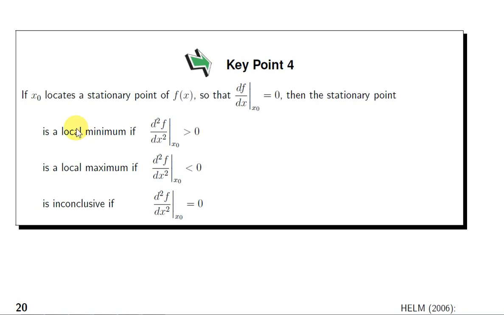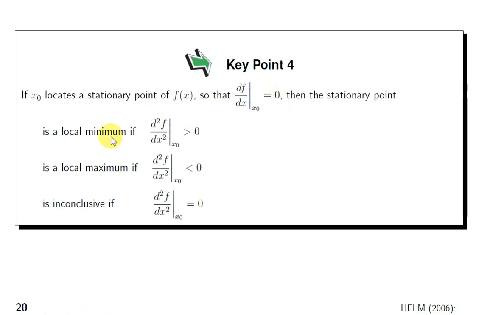In the last video we considered a stationary point of a function. At a stationary point x0 of a function, the slope of the tangent is 0. The tangent is a horizontal line. That means the derivative of the function at x0 is 0.